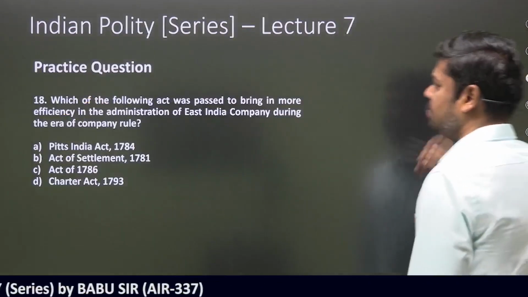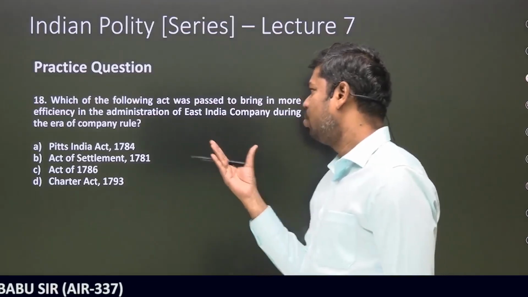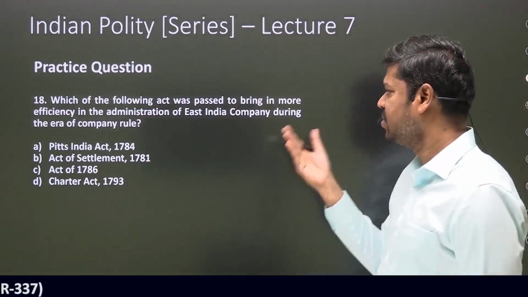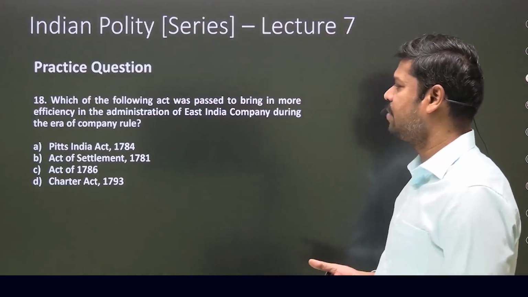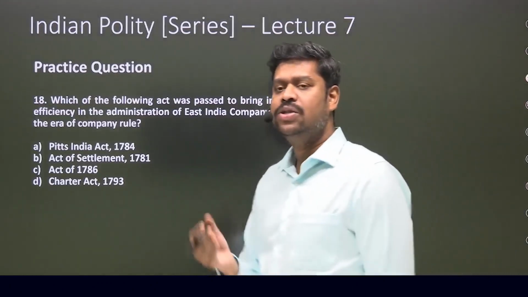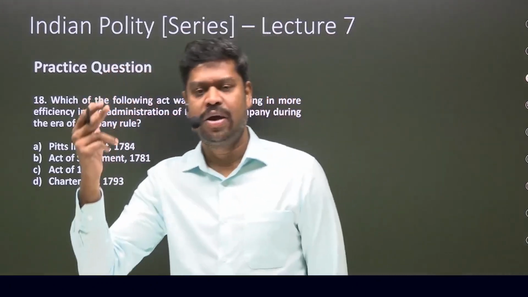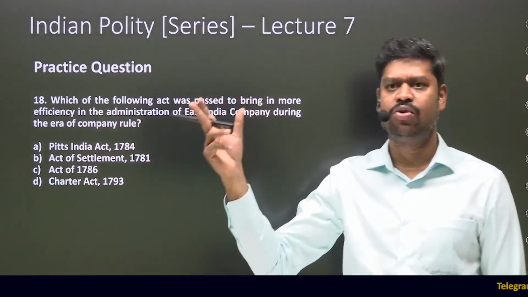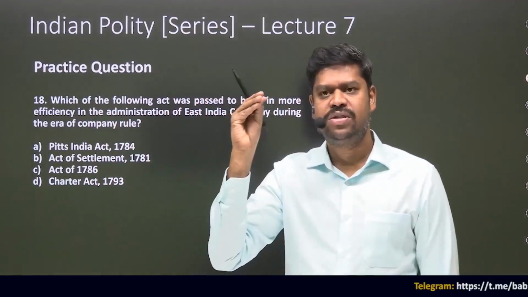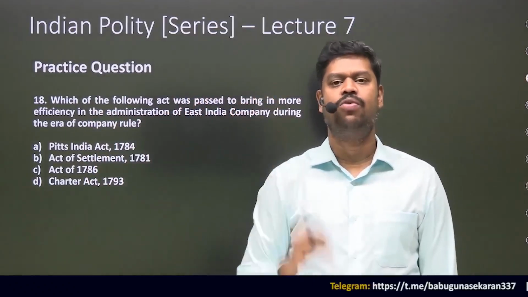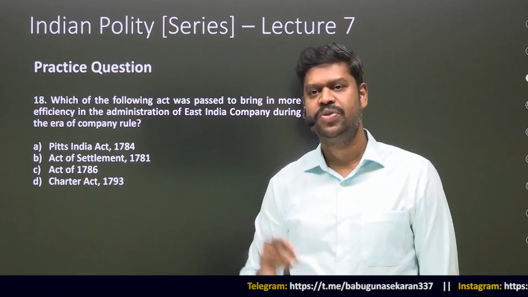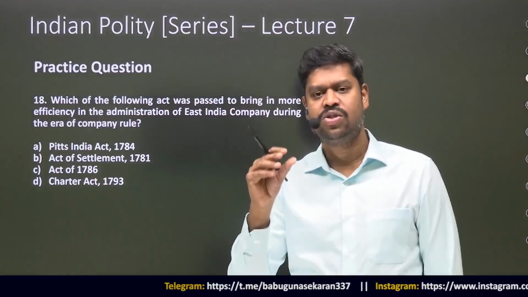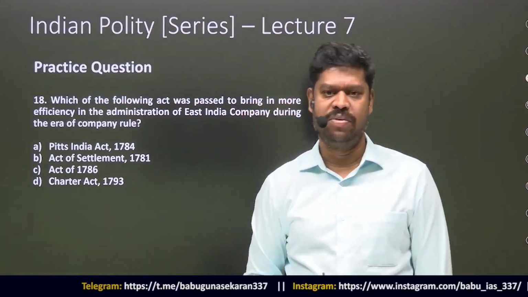Please come to question number 18. Which of the following acts was passed to bring more efficiency in the administration of the East India Company during the period of company rule? So, go back to company rule, which has to be somewhere between 1773 to 1857. What was directed at bringing in more efficiency in the company administration is nothing but what is called a dual system of administration.